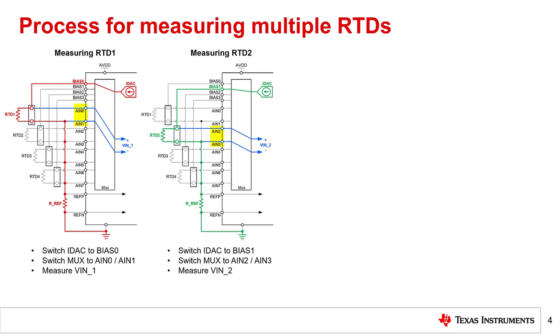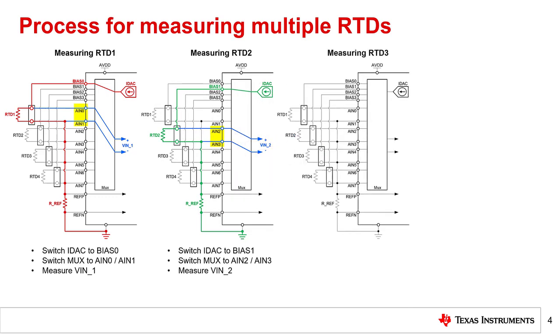Switching the IDAC as soon as possible provides more time for any analog circuits to settle before the ADC begins converting the input signal. Now, let's move on to RTD3. As shown, the IDAC current, highlighted in orange, flows through RTD3, then through RF, and to ground.